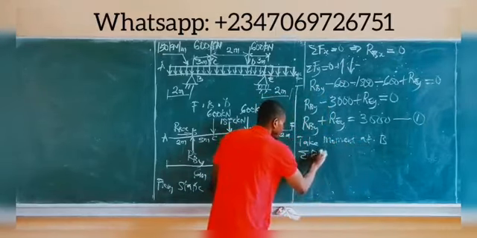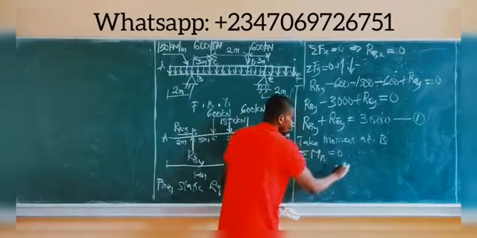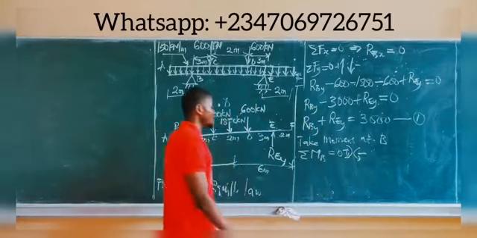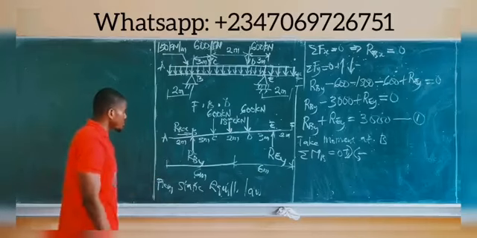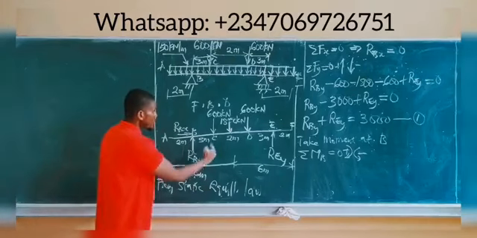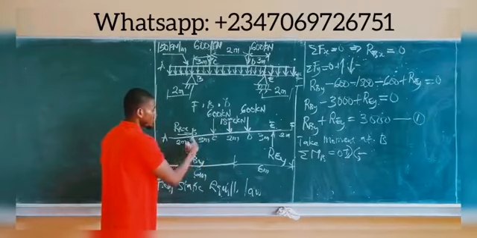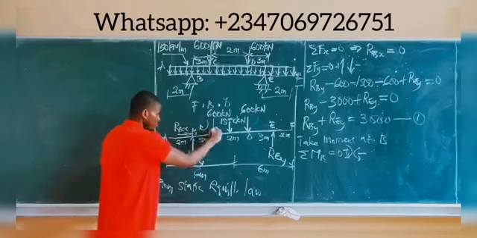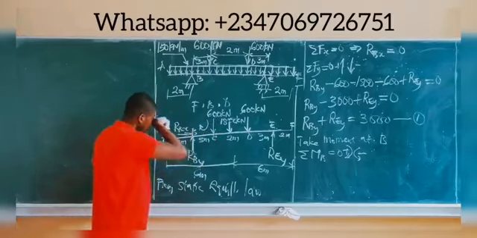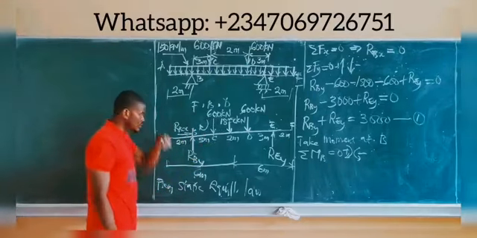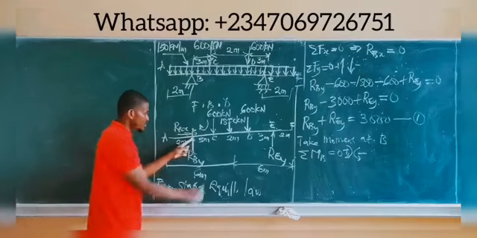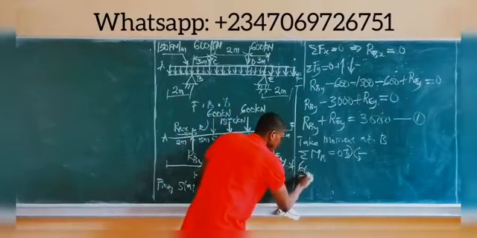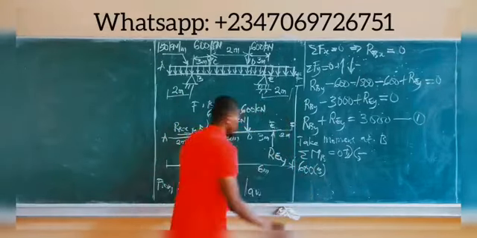Summation of the entire moment at point B is equal to 0. Let's consider clockwise moment to have positive values and anti-clockwise to have negative values. So we take the moment of all the forces about point B. Moment of this 600 kilonewtons force about point B. The force is acting downward, so it will turn in this direction, which is positive. That's clockwise. And the distance it takes this force to get to point B is 3 meters. So we simply have 600 multiplying by 3.